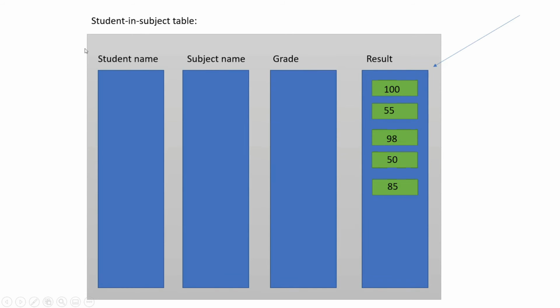If I want to show you a visual, this is how it works. Imagine this is our student in subject table. We have our student name column, subject name, grades and result. What the max function does is go through the result column and find the highest value. In our case, 100 is the highest among these records.